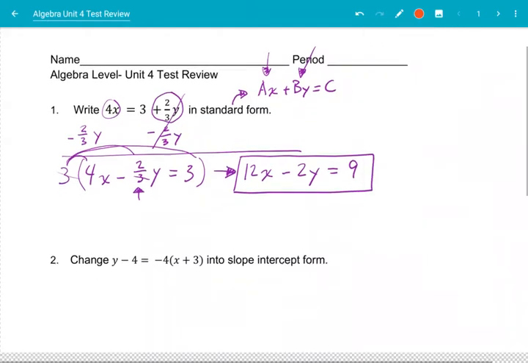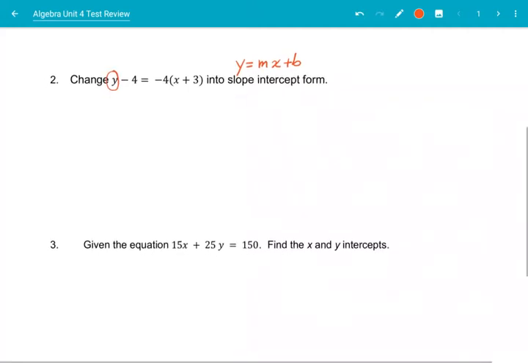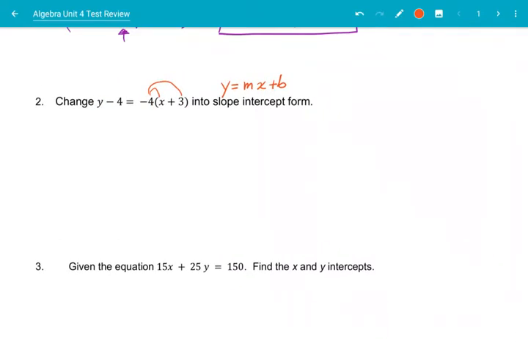Okay, now let's do some more converting here. Let's change this into slope-intercept form. Remember, slope-intercept form looks like this: y equals mx plus b. That's the one we know the most, probably. So we need to get y by itself. We also need to get rid of these parentheses here, so let's do that first. We're going to distribute that minus 4 that's right outside there. So minus 4 times x is minus 4x. Minus 4 times a positive 3 is a minus 12.